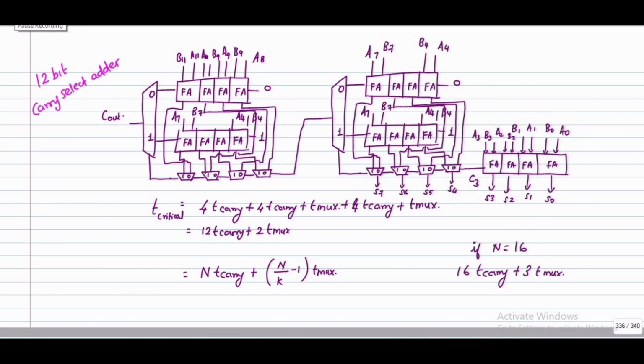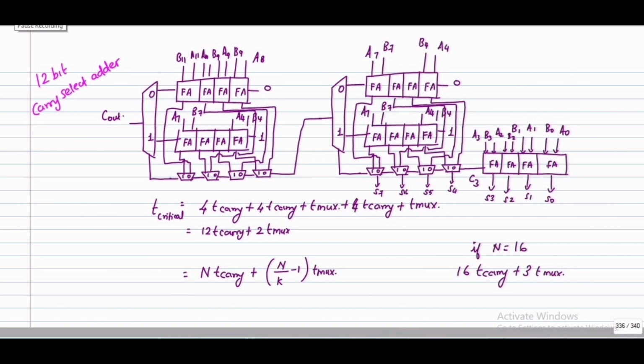So I can write T critical is equal to 12T carry plus 2T mux. For 16-bit data, it is nothing but 16T carry plus 3T mux. So I can write T critical is equal to N T carry plus (N/K minus 1) into T mux. Here N represents 16 and K represents 4, so 16 divided by 4 minus 1 gives you 3 into T mux.